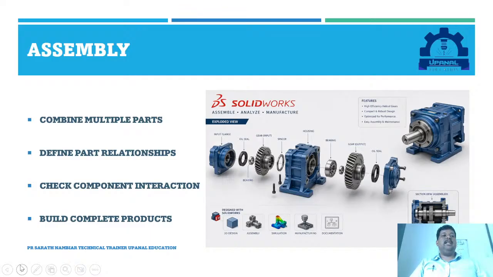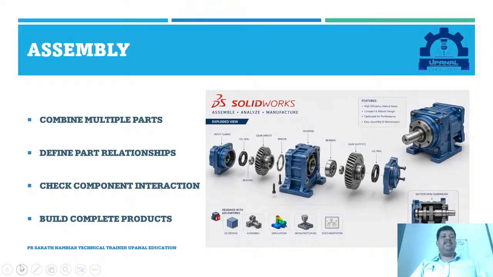Assembly in SolidWorks allows us to bring these separate parts together and create a complete digital representation of the product. We can define how the different components are positioned in relation to each other. For example, a shaft may need to rotate inside a bearing, a bolt needs to pass through a hole, or two plates may need to remain at a particular distance from each other. These relationships help the software understand how the components should fit together.